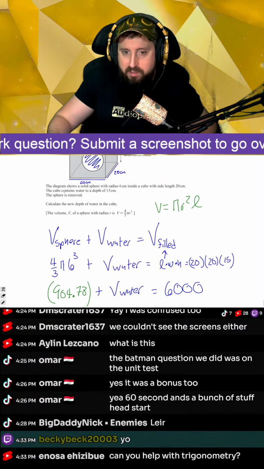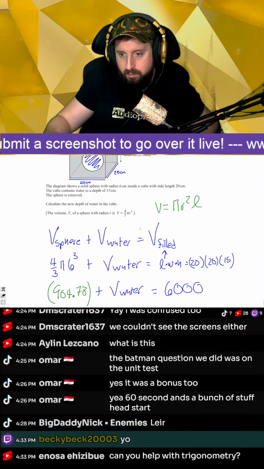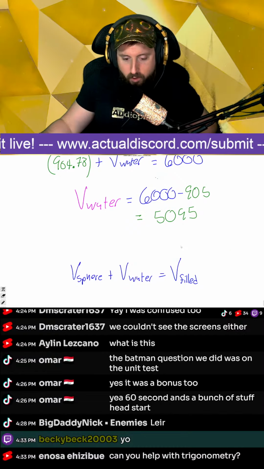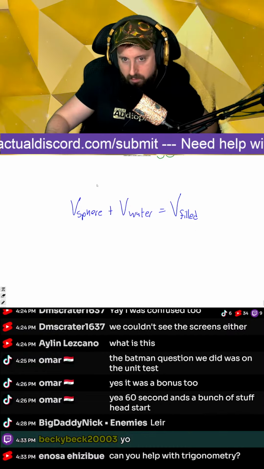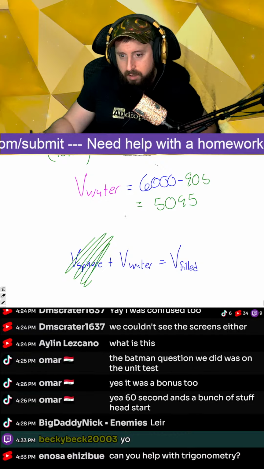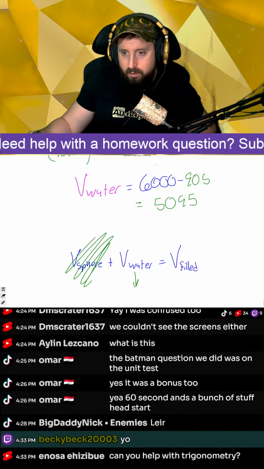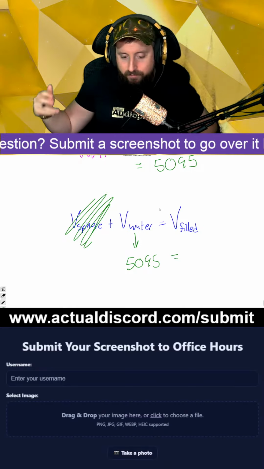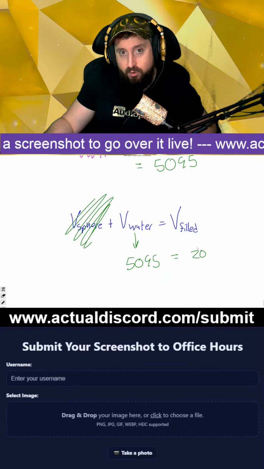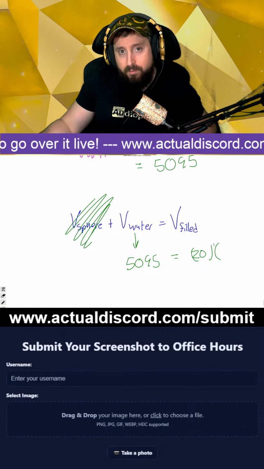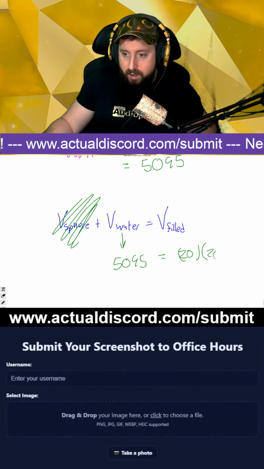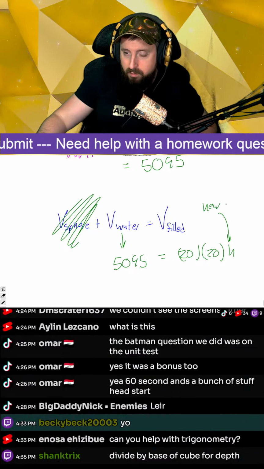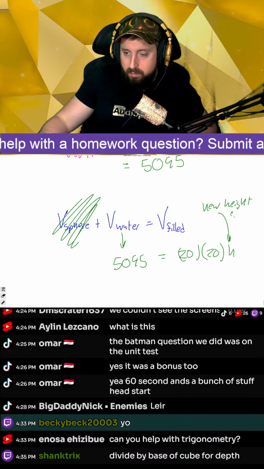Now what happens is the sphere is removed. So when we're now looking at the filled volume of the cube, the sphere goes away. This is gone, and I'm just left with V of the water, which is now 5095. And this will equal the volume of the cube, which is filled. That's 20 times 20, the base, times its new height. This is the new height of the water, right? Does that make sense, Jaden?